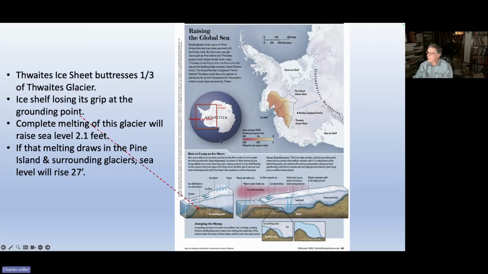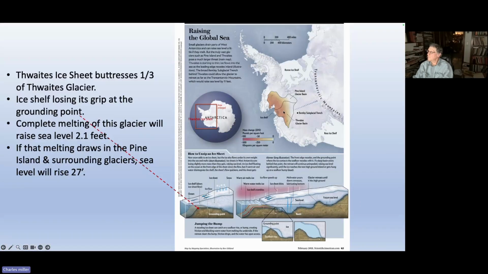So here we have this diagram. You can see the grounding point, and that grounding point has been severely eroded. So it's expected sooner than later that this is going to calve off. So now let's look at the map. Here's the ice shelf. Here's the Thwaites Glacier Basin, and above it is the Pine Island Glacier. The ice shelf holds back this glacier, holds back this glacier.